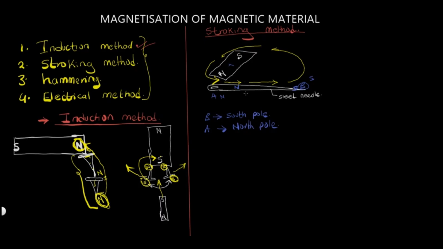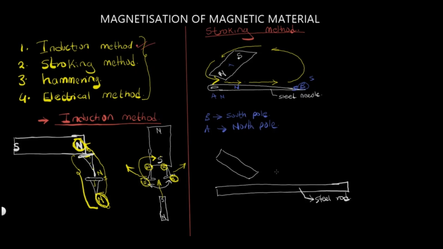So what is the double stroke method? We can draw a diagram of the double stroke method. Let us say we have a steel rod. So this is a steel rod. Now remember, we are using the double stroke method. In the double stroke method, we will use two magnets. This will be magnet 1, and this one will be magnet 2.